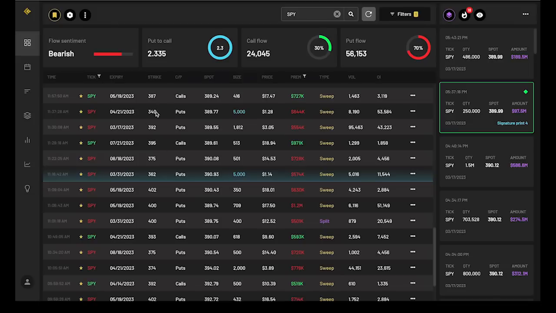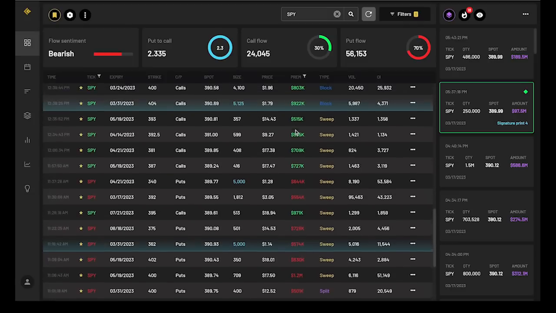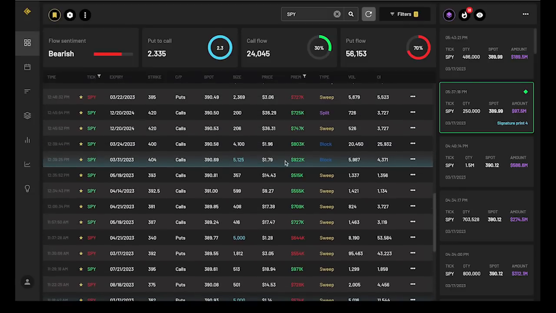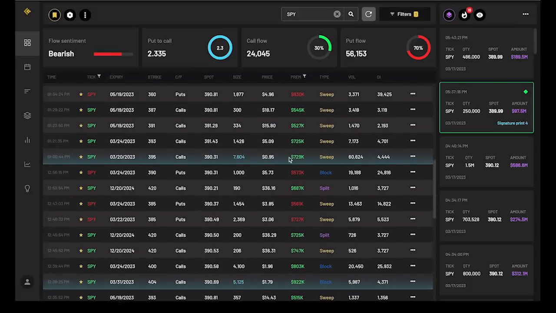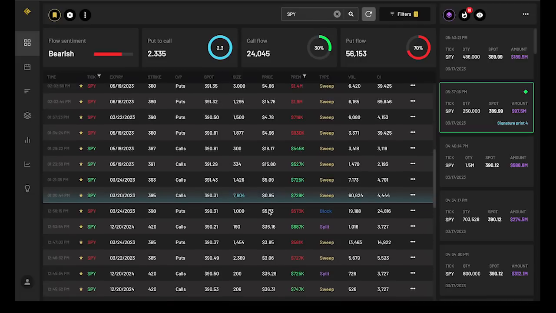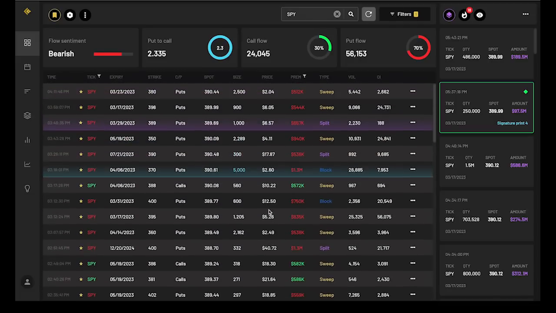This one is a 340 strike price for April 21st, over 5,000 in size, over 600K in premium. This one is a call, but it's a block order, so not very aggressive. The one that is aggressive is this call right here, 395 strike price for March 20th. So come this week, they're betting that it goes to 395 or higher, or maybe we'll see. But that's as far as the aggressive play for calls go.